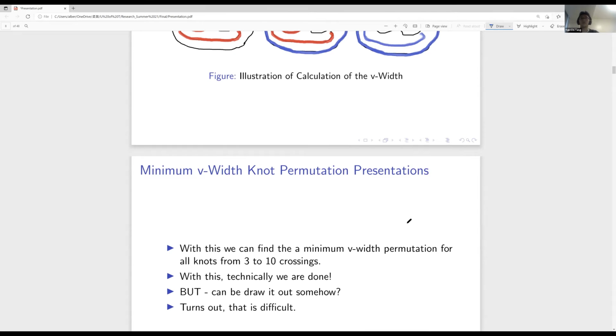And from there we can find the minimum virtual width permutation for all knots from 3 to 10 crossings, or we can also say that we can find the order of the crossings such that the virtual width of permutations involving those crossings in that specific order is going to contain, quote unquote, the least information. So technically we can do that computationally and call it a day.